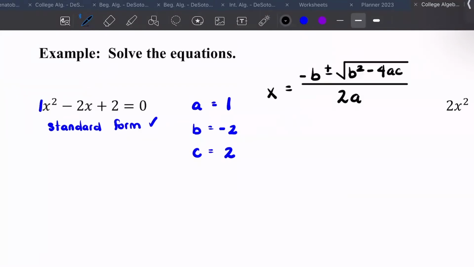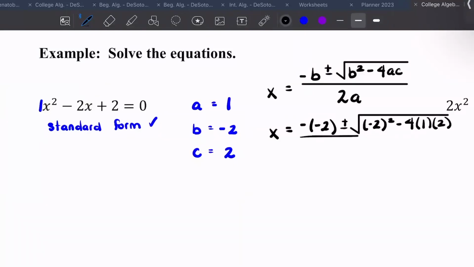All right. So now we're just going to plug in. We're going to do the opposite of whatever b is. So I have negative, that's this negative 2, plus or minus the square root of b squared, so negative 2 squared minus 4 times a, which is 1, times c, which is 2, all over 2 times a, which is 1. Okay, so I've plugged all my numbers in.